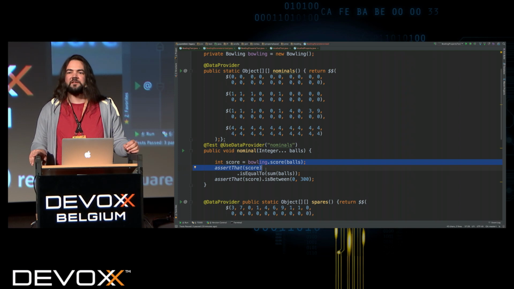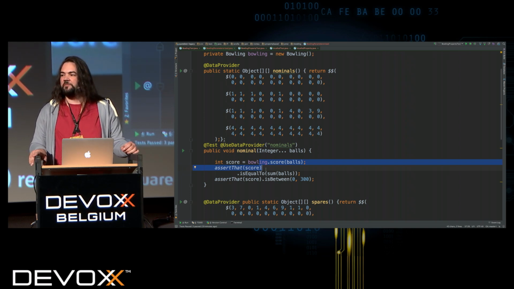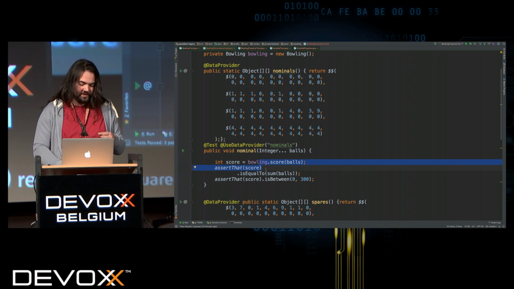Here, although we are not using any frameworks to do it, we are starting the beginning of what I'm talking about when I'm talking about property-based testing. We are starting to specify the behaviors of a business rule inside the test itself, right?